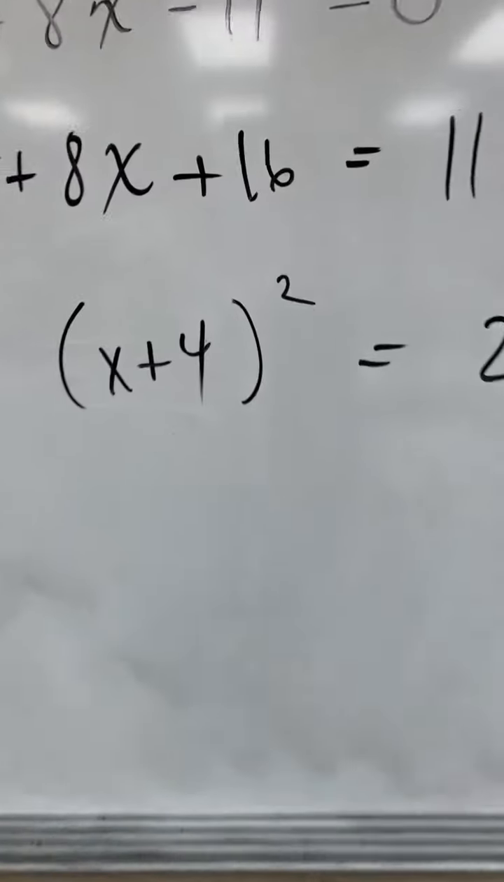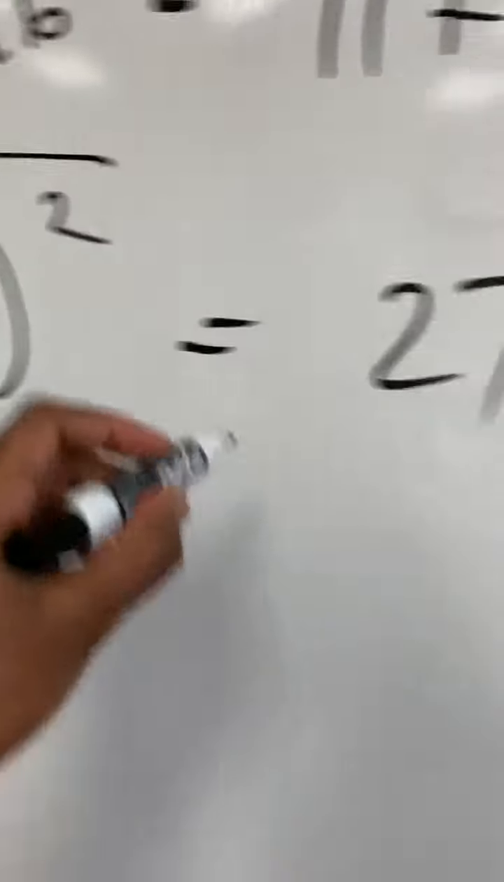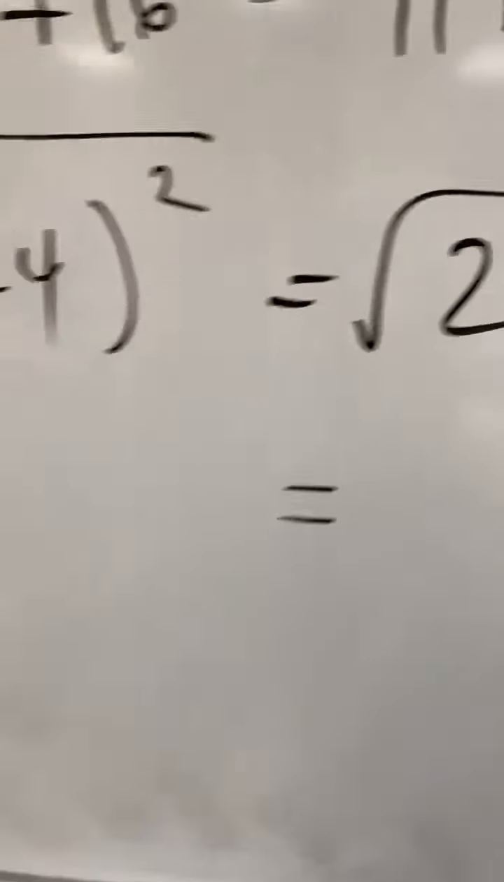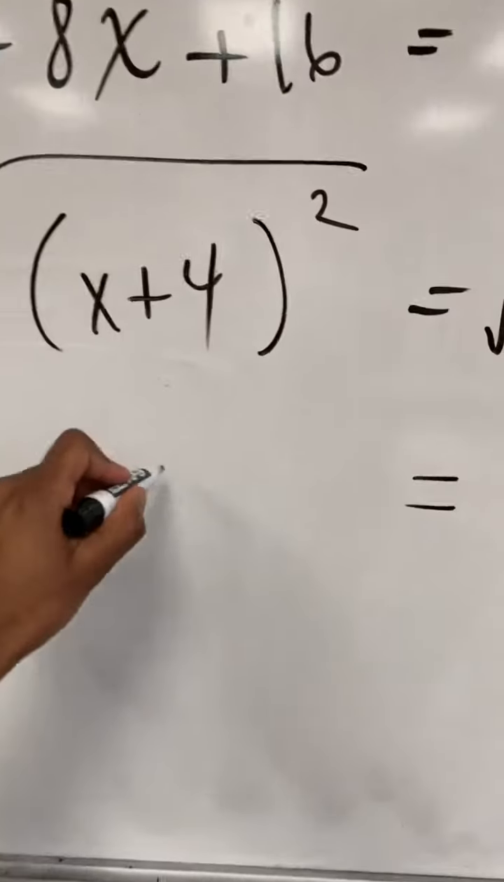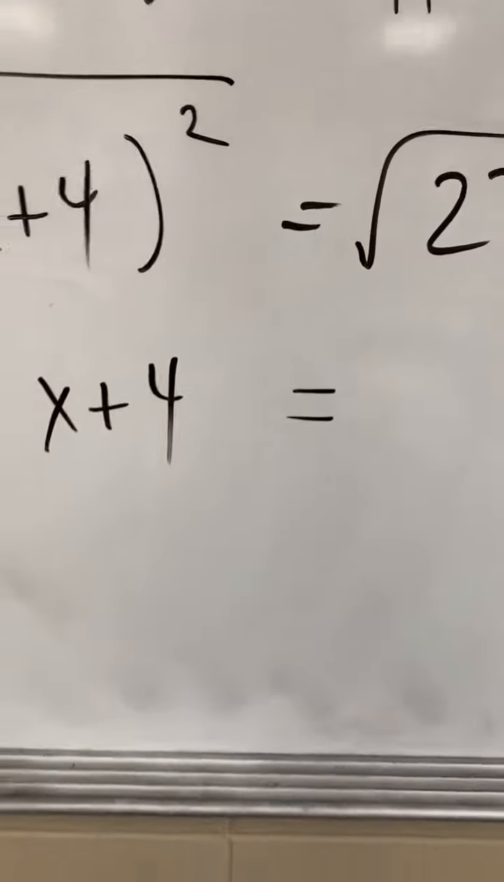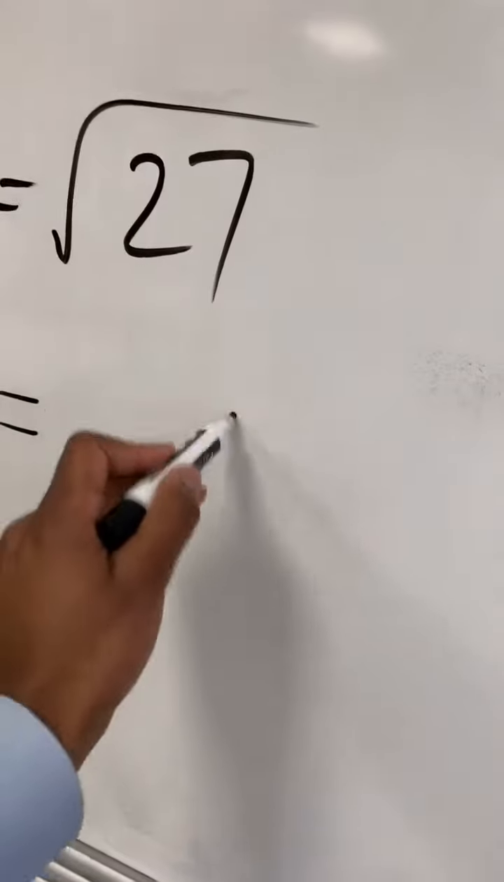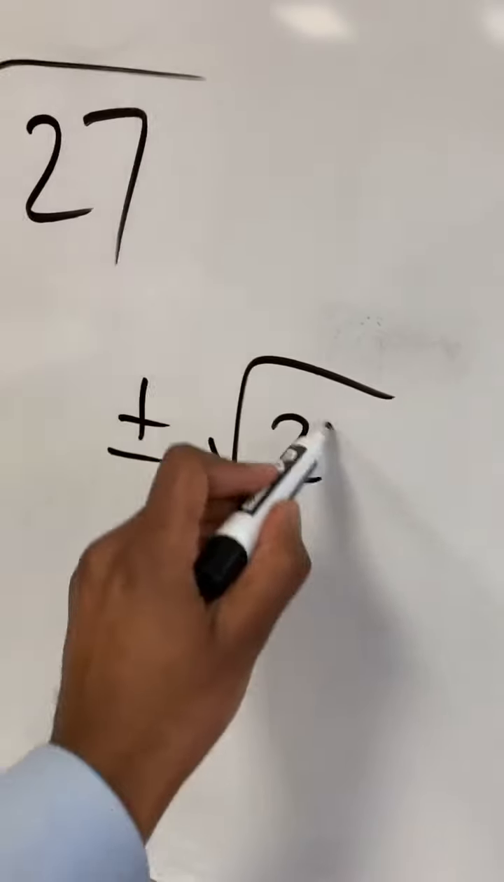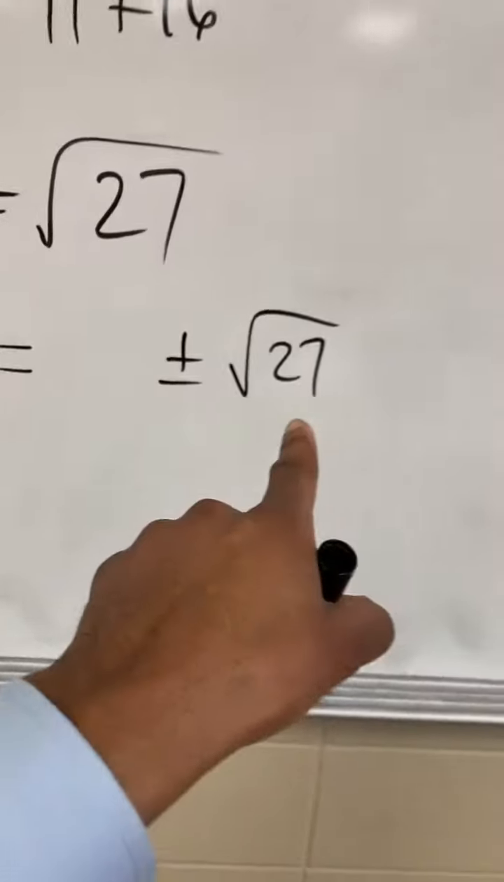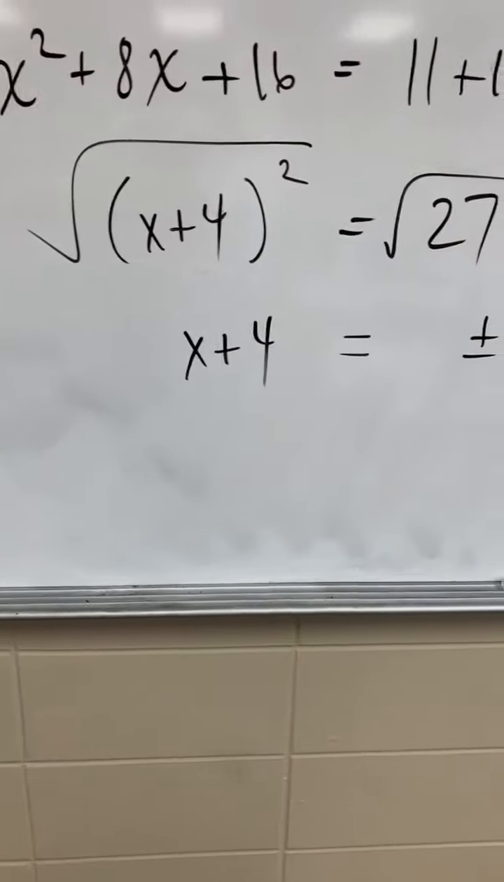All right, so we square root both sides. And what I get here is x plus 4. And then over here I get a plus or minus square root 27. Now there is an actual way that we can simplify that. I'm just not going to do it right now.